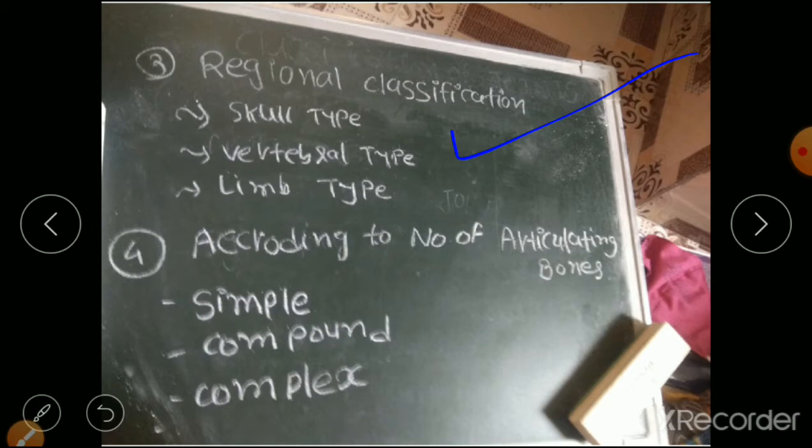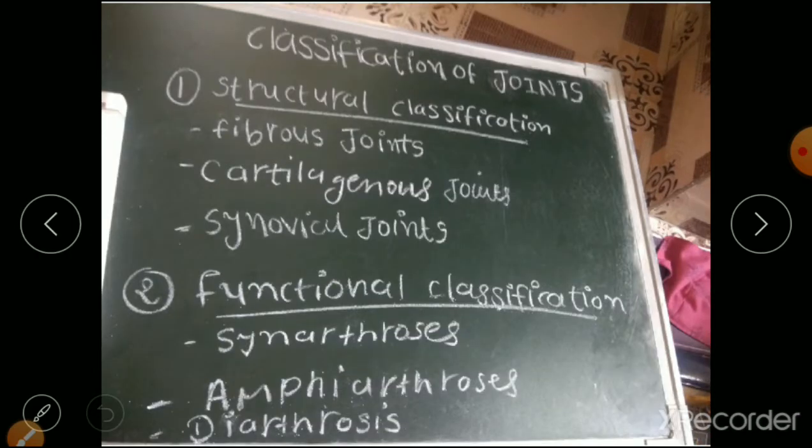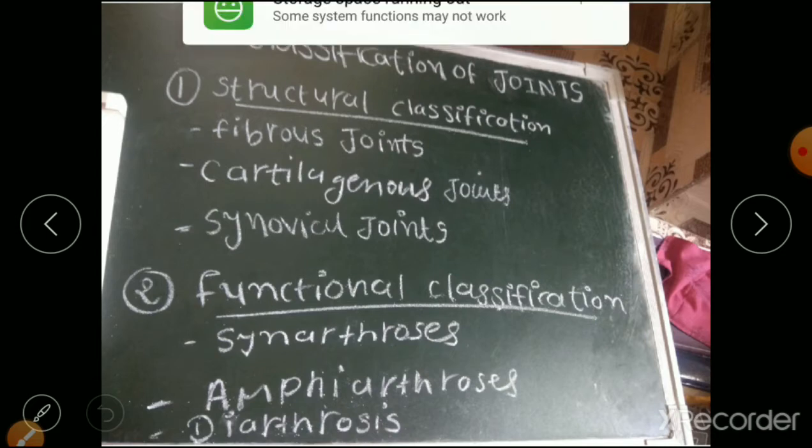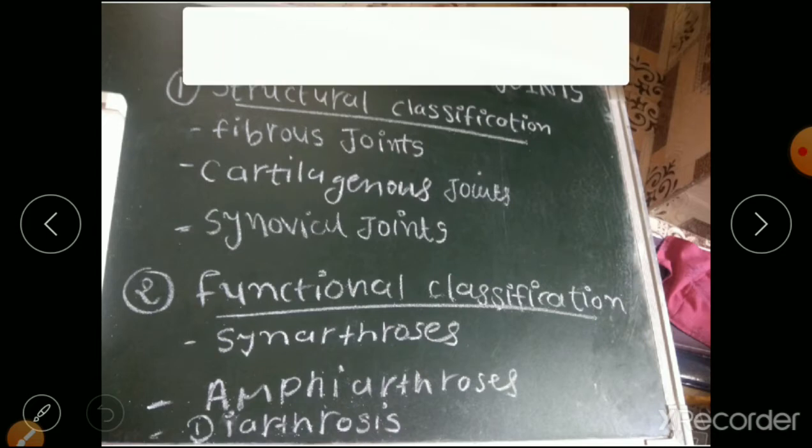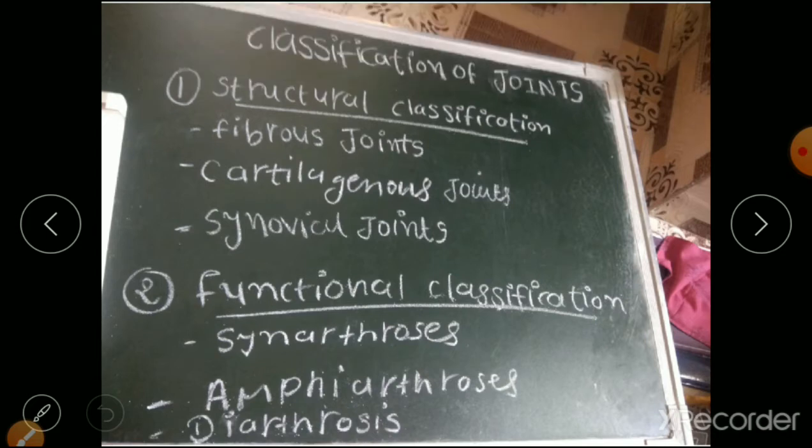Now we discuss one by one. First is structural classification. In that, the sub classification is fibrous joints. Then second is cartilaginous joints. In that also two are present. Okay, then third is synovial joints. In that also seven subclassifications are present.